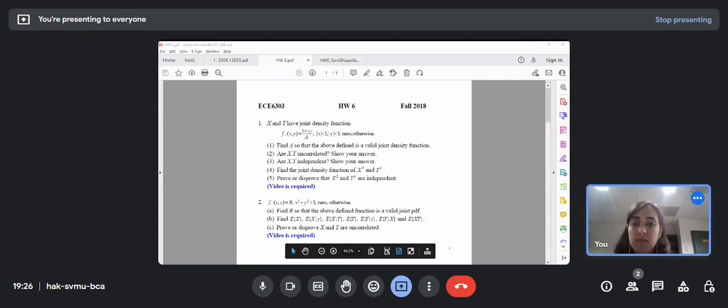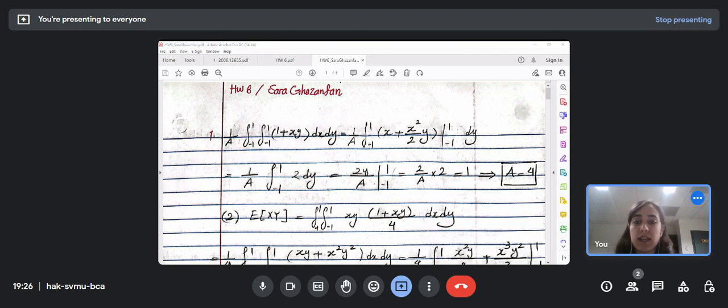So we know that for a density function to be valid, we should take the integral over its range of variables, and this integral should be equal to 1. So at first, I will calculate the integral with respect to x.